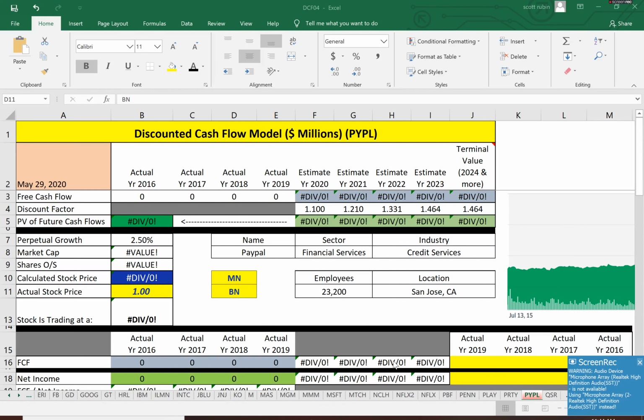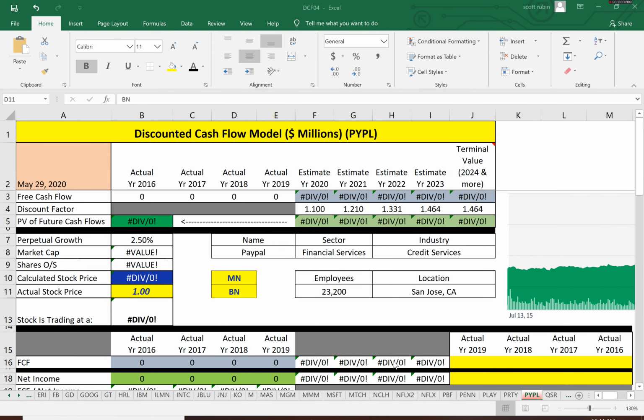We're going to calculate the stock price for PayPal using prior financial information. And the first step is we need the market cap, which is 179.1 billion. And now the stock price is 152.39. So to figure out the shares outstanding, it's just the market cap divided by the stock price, and they have 1.1 billion shares outstanding. Next, we need the free cash flow.